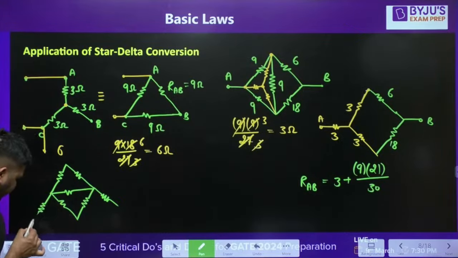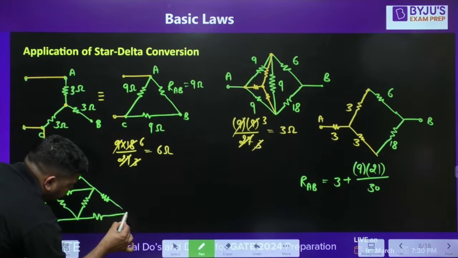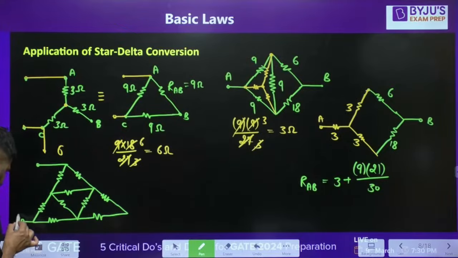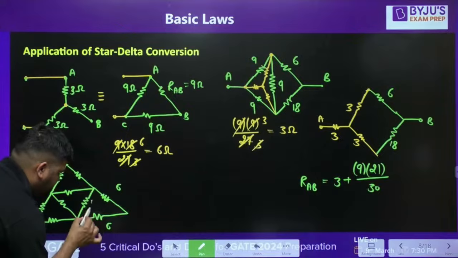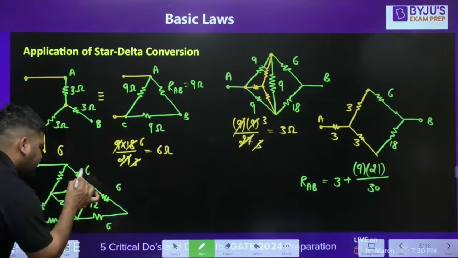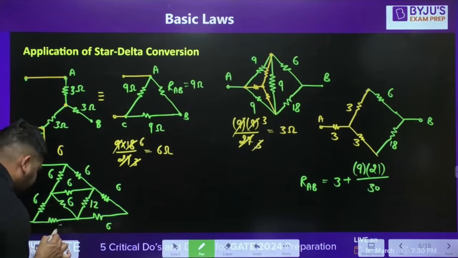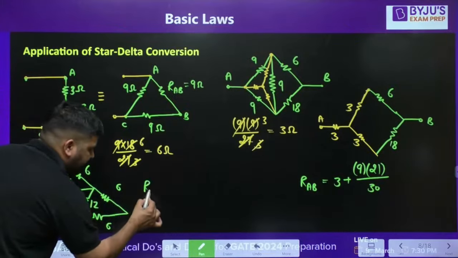So let's try to solve this problem. Let's call it A and this B. And let's say this is 6, 6, 12. This is 6, this is 6, 6, 6, 6, 6. We need to calculate, this point is A, this point is B. We need to calculate RAB.